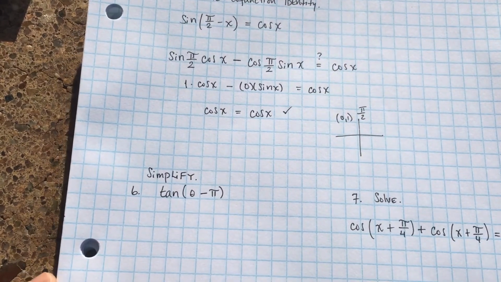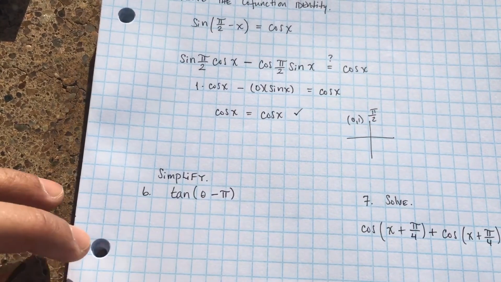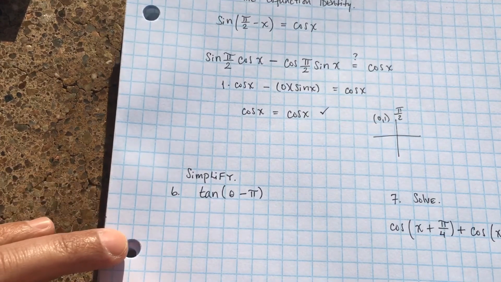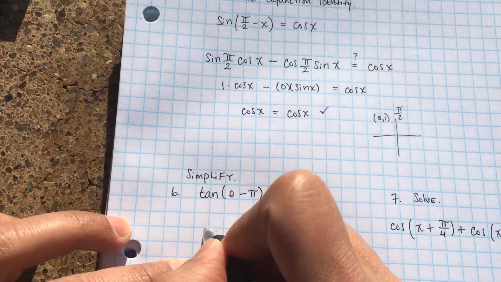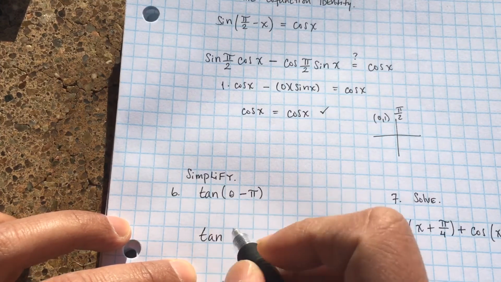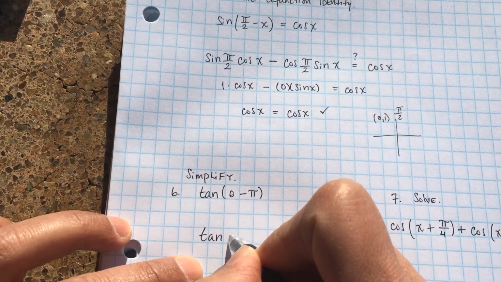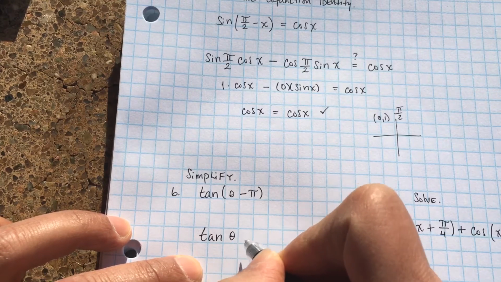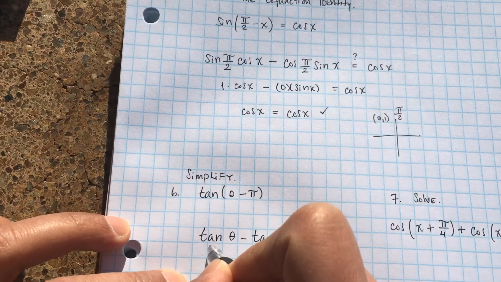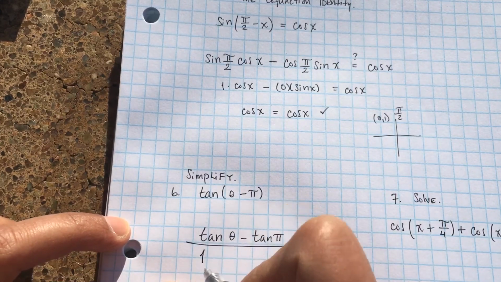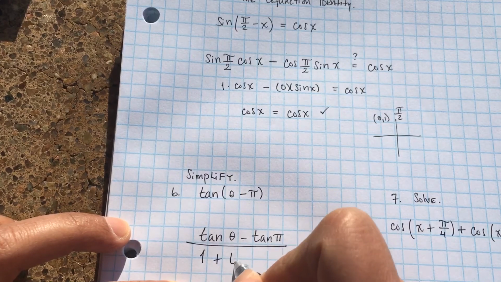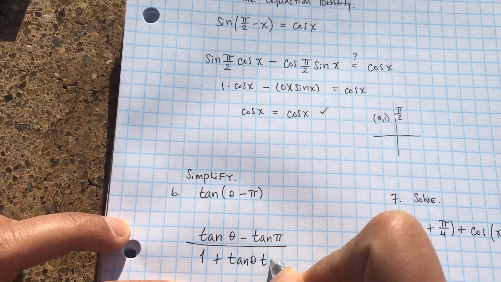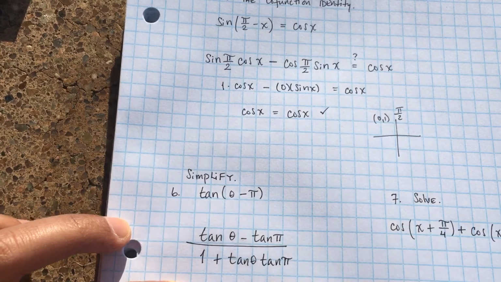Lastly, let's see if we can do this one. We're going to simplify these. Tangent of theta minus pi. This one gets kind of tricky, but you're going to get tangent of theta minus tangent of pi on the top. Then on the bottom you start off with a 1. That's a minus, it becomes a plus, and then you just rewrite it: tangent theta times tangent of pi.